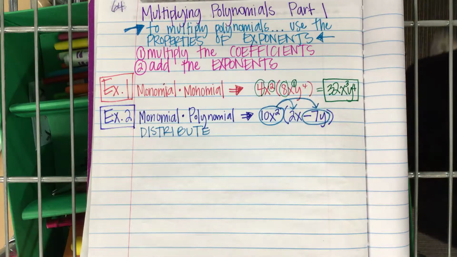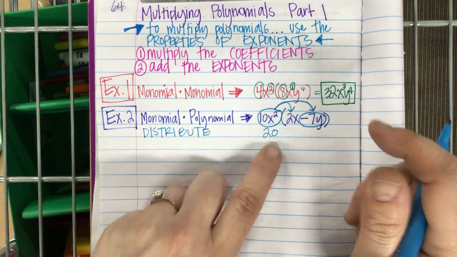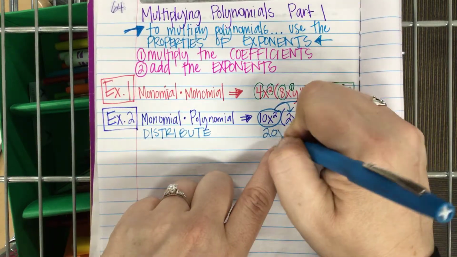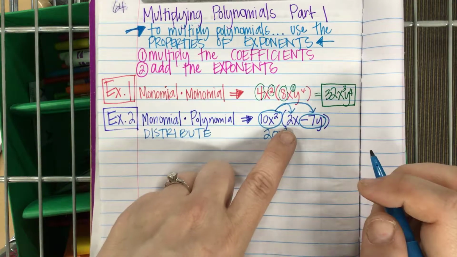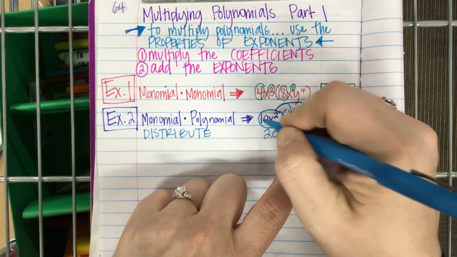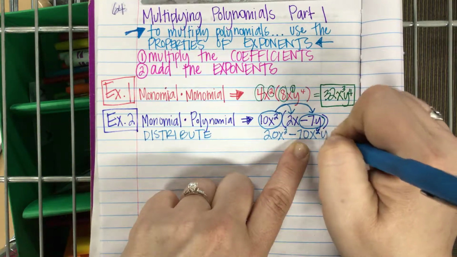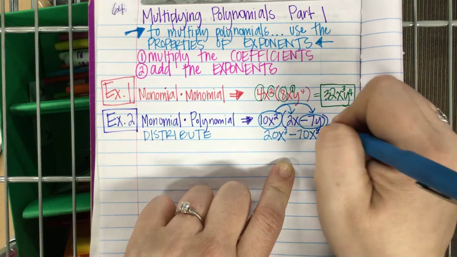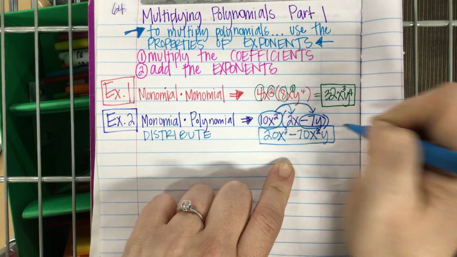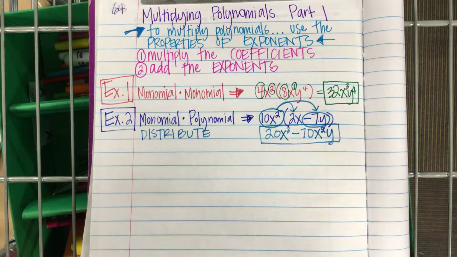What's 10x squared times 2x? 20. 10 times 2 is 20. X squared times x is x to the third, because 2 plus 1 is 3. What's my next term? Negative 70. 10 times negative 7 is negative 70. X squared. Thank you. So the final answer is 20x to the third minus 70x squared y. They are not like terms, so they cannot be combined. We're done.